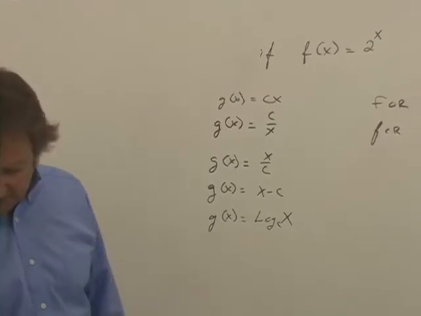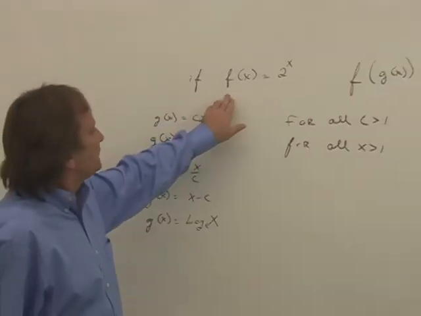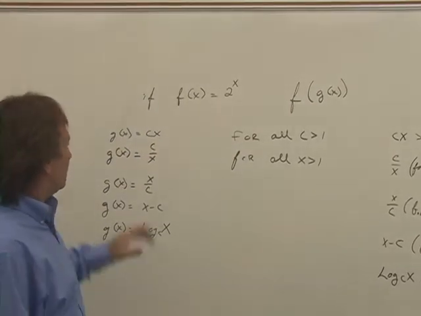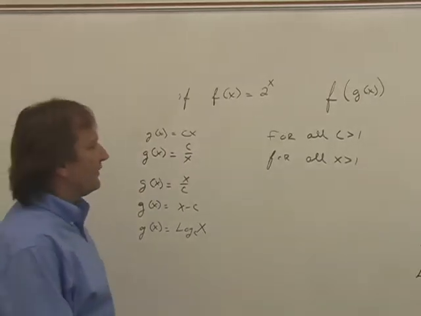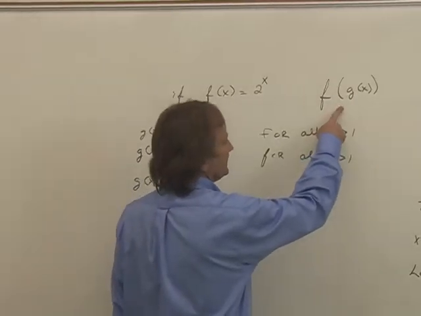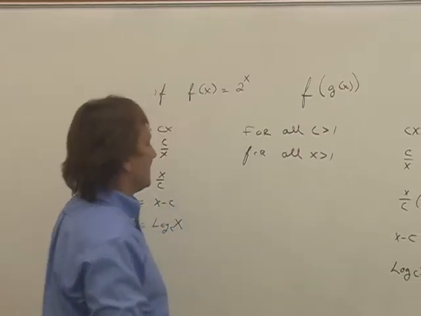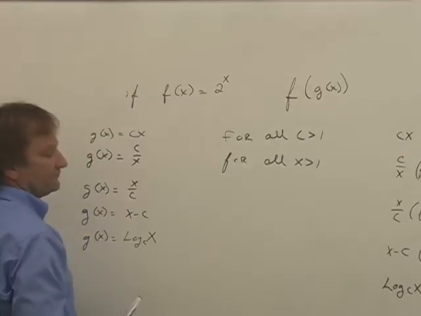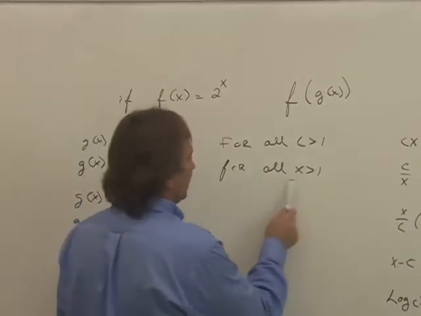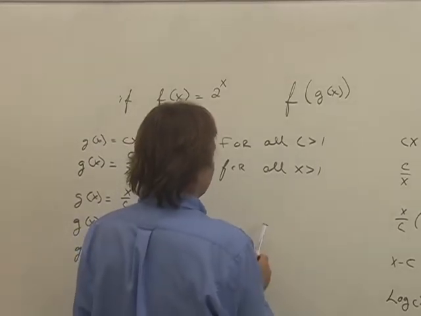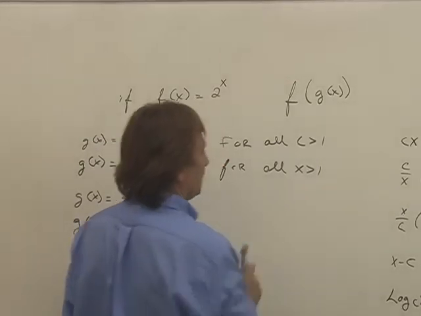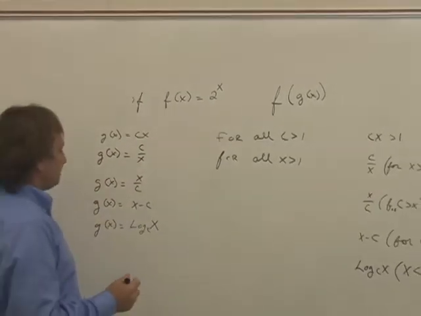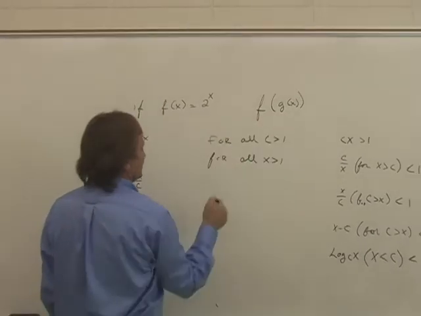And it's given the function f. The function f is 2 raised to the x power. And it's asking which of the g functions would give the greatest value for f of g of x. And it's also making the statement that for all c's in the g function greater than 1, and all x's in the g function greater than 1. So it's asking which of these would give the greatest value for f of g of x.